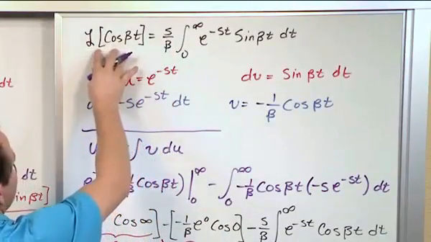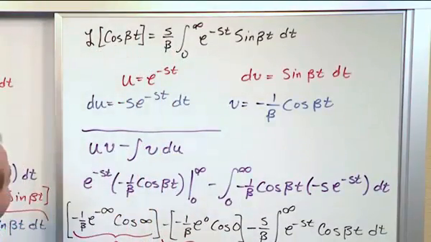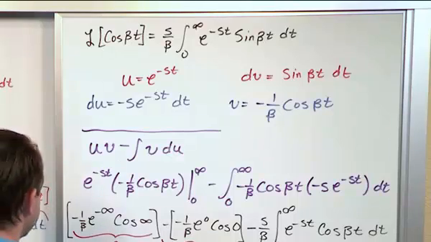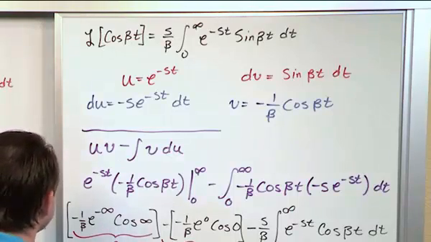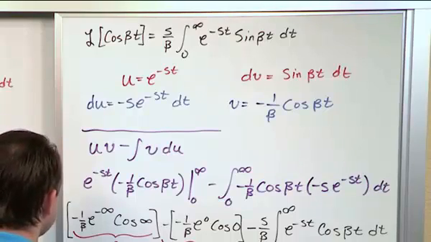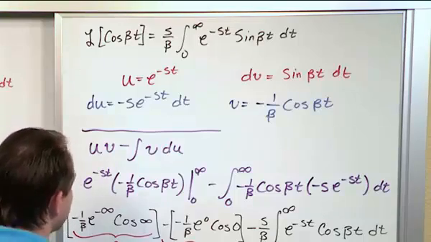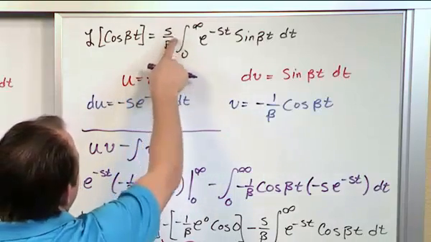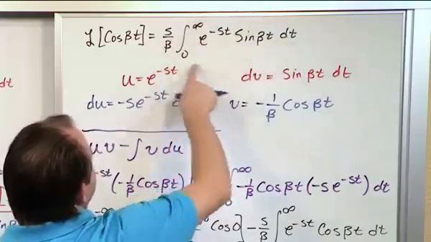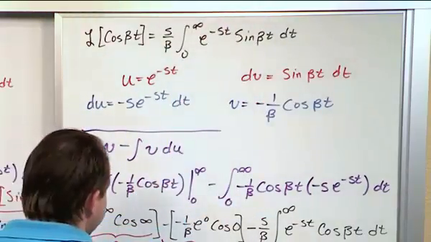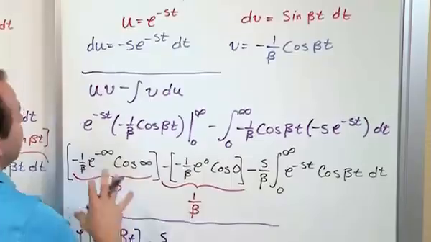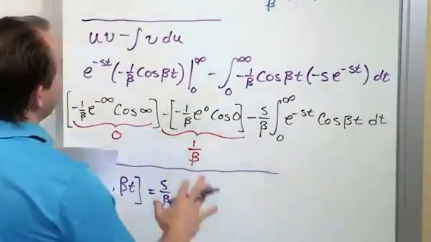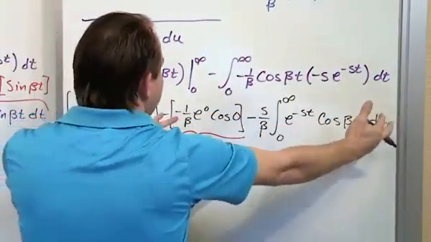The Laplace transform of the cosine. All right, Laplace transform of the cosine. So let's write it down here. Laplace transform of the cosine of beta times t was equal to... notice there's an s over beta times the result of this integral, which I just did. So I have to carry the s over beta down, times the result of what I have in here.